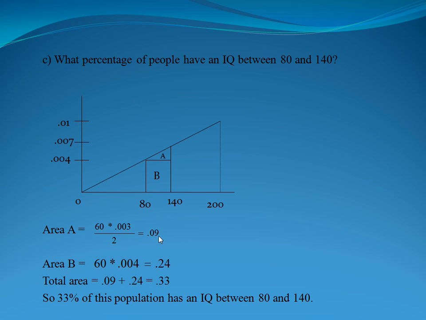For area B, we're going to do the area of a rectangle. So we're going to do this base, which we said was 60 because we went from 80 to 140, and then the height is 0.004. So 60 times 0.004 is 0.24. The total area, A plus B, is 0.09 plus 0.24, which gives us a total of 0.33. What that tells us is that 33% of the population has an IQ between 80 and 140.